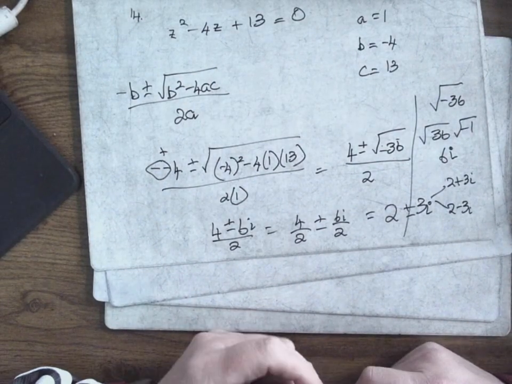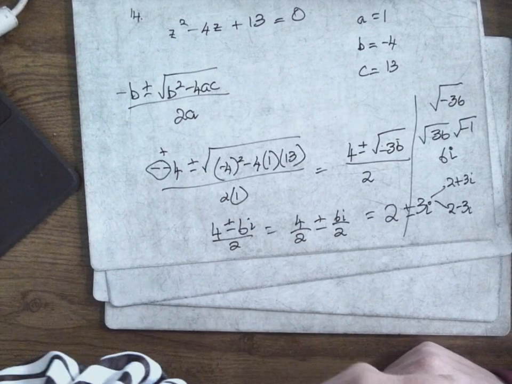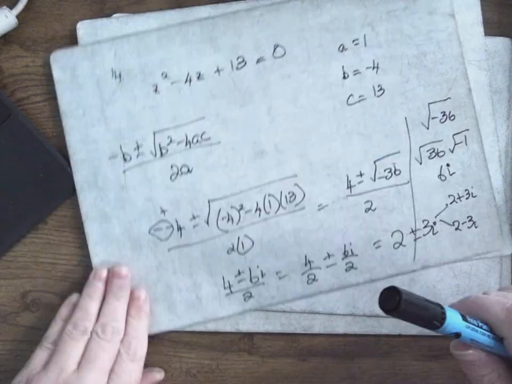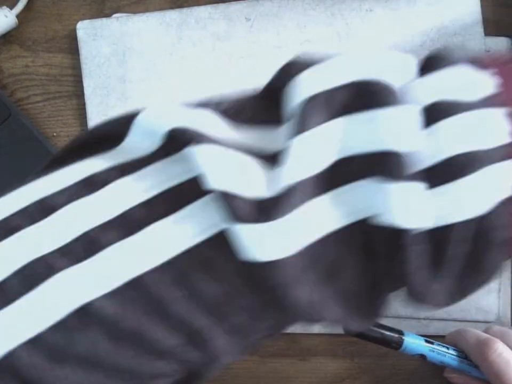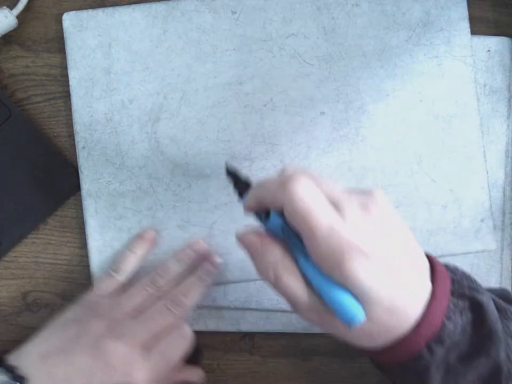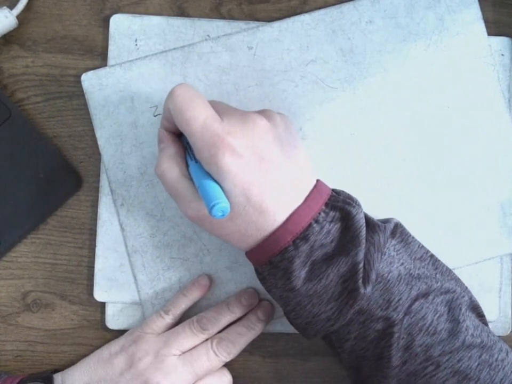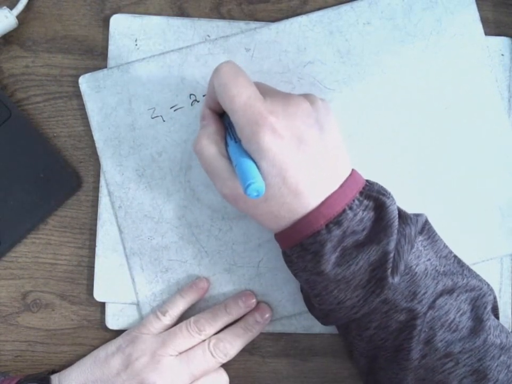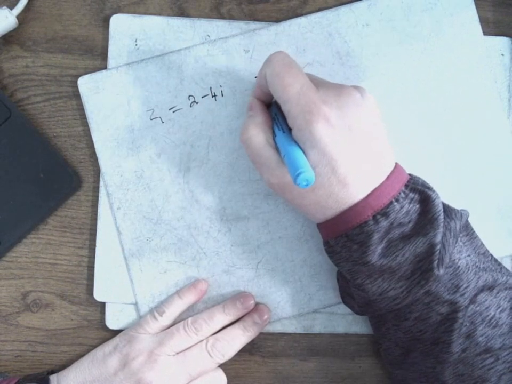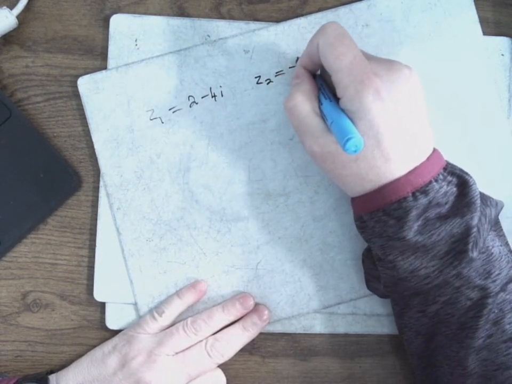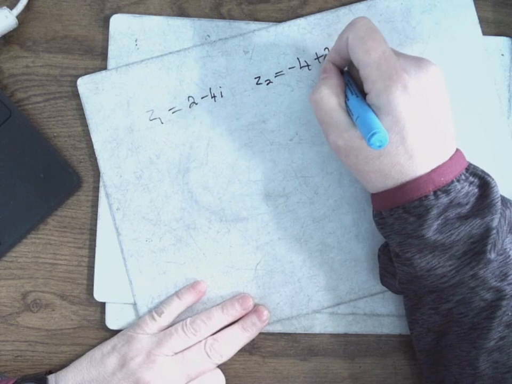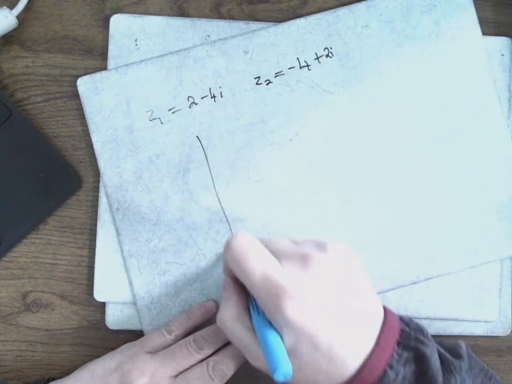Right, that's number 14. Does anyone need number 15? Yes, please. Right, okay. So number 15 reads Z1 equals 2 minus 4i, Z2 equals minus 4 plus 2i. It says plot both on an Argand diagram.